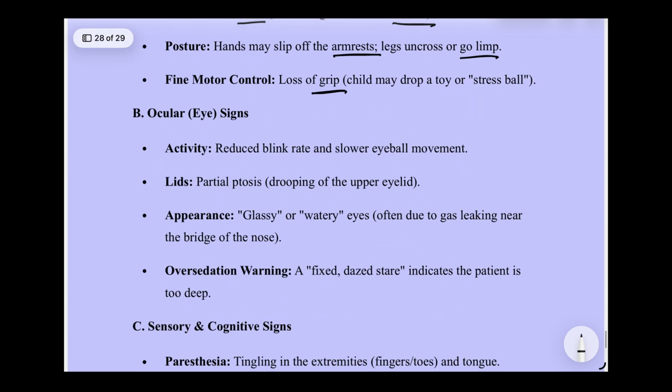Then ocular signs: reduced blink rate and slower eyeball movement, partial ptosis meaning drooping of the upper eyelid, glassy or watery eyes often due to gas leaking near the bridge of the nose, and a fixed daze state indicates the patient is too deep, an over-sedation warning.